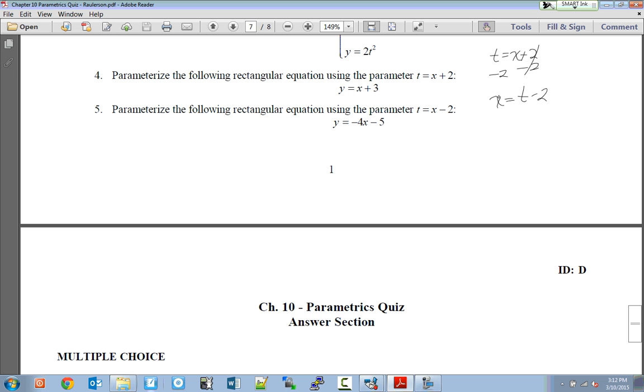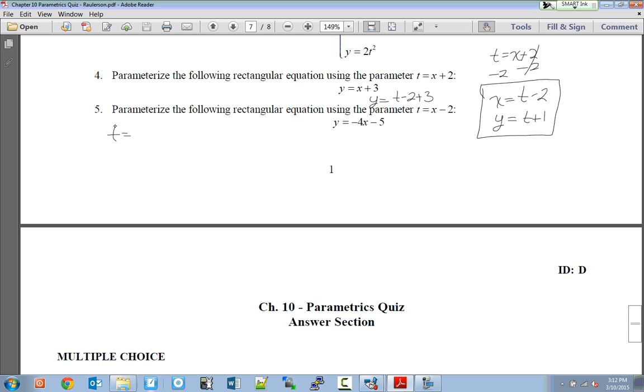Now we have to substitute in the t minus 2 for the x here. So y equals t minus 2 plus 3. Well, -2 plus 3 is a plus 1. So y equals t plus 1. And that is the full answer for number 4. You have x equals t minus 2, and you have y equals t plus 1. All right, now let's do number 5.